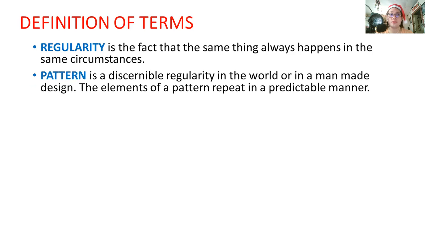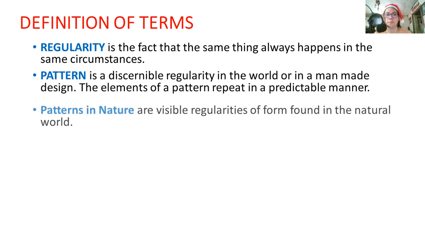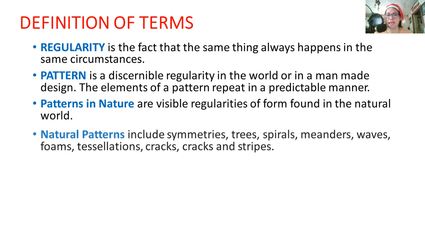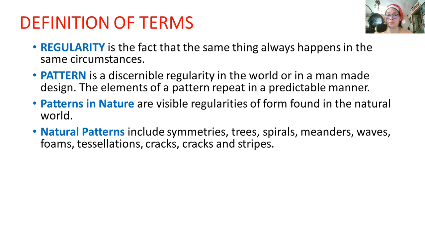Another term I want you to remember is the word pattern. It is discernible regularity in the world or in a man-made design. The elements of a pattern repeat in a predictable manner. So pattern is part of the nature of mathematics, as I mentioned a while ago. Next is patterns in nature. These are visible regularities of form found in the natural world. The natural patterns include symmetries, trees, spirals, meanders, waves, foams, tessellations, cracks and stripes.